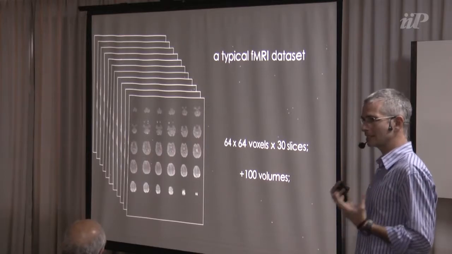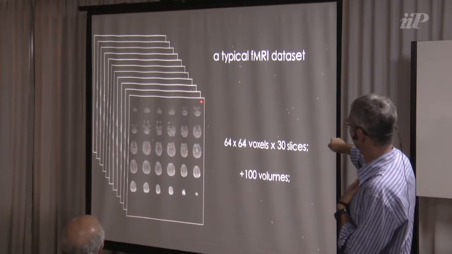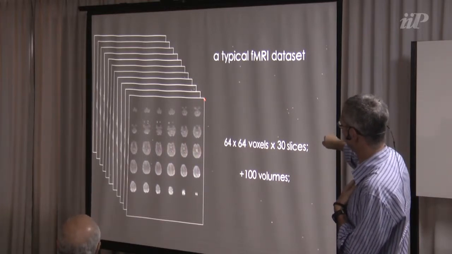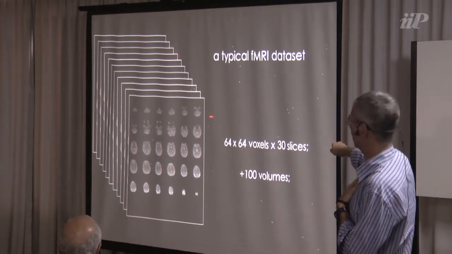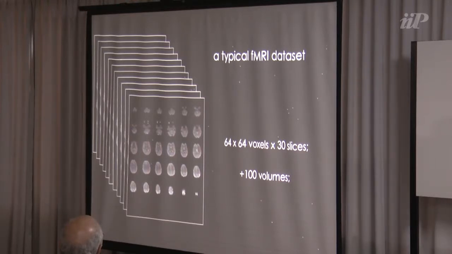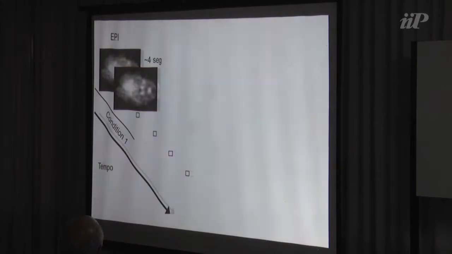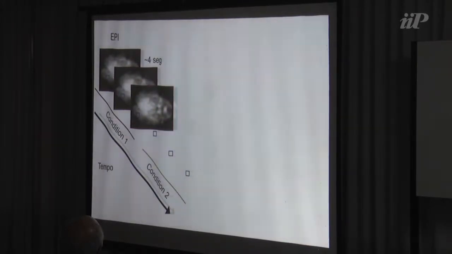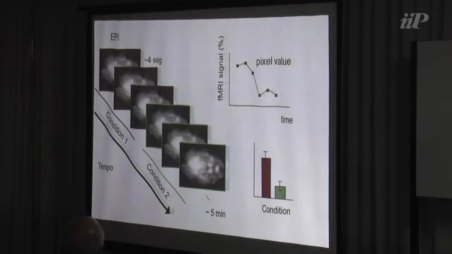So what is it that you have? For each part of your image, for each pixel, you actually have a time series, along this direction. And that happens for every pixel of your brain. How is it that you analyze it? The most simple way to show you how to analyze this type of data, very briefly, is this.